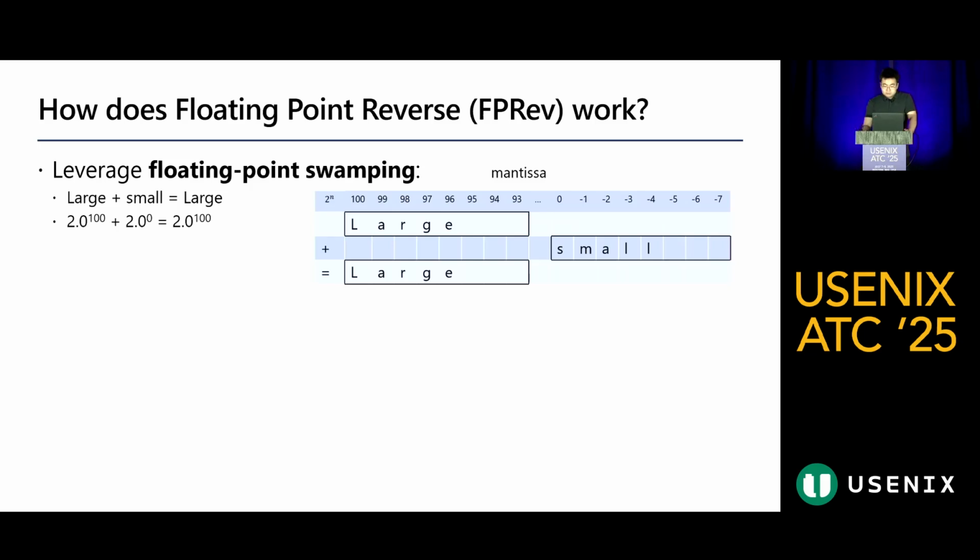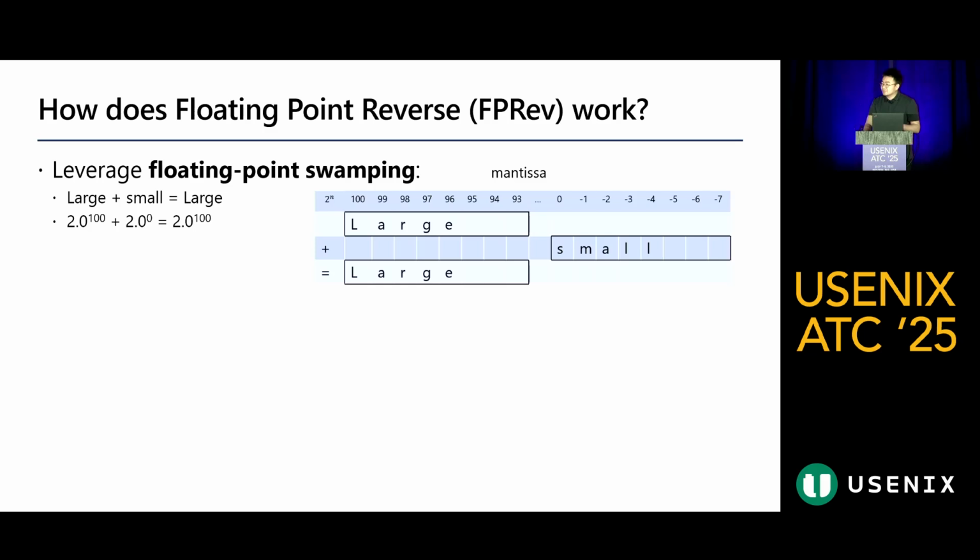So we propose FPRev. Before we see our approach, how does our work work? FPRev is based on the phenomenon of floating-point swamping. This is a very common phenomenon in floating-point arithmetic, where adding a small number to a much larger number results in the smaller value being effectively ignored due to the limited precision.